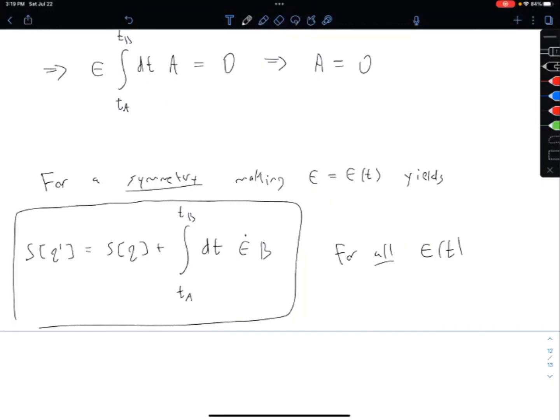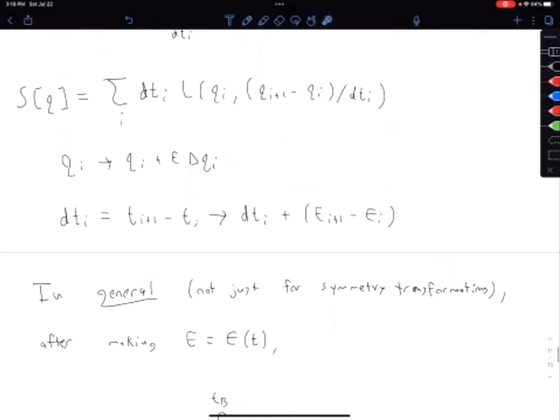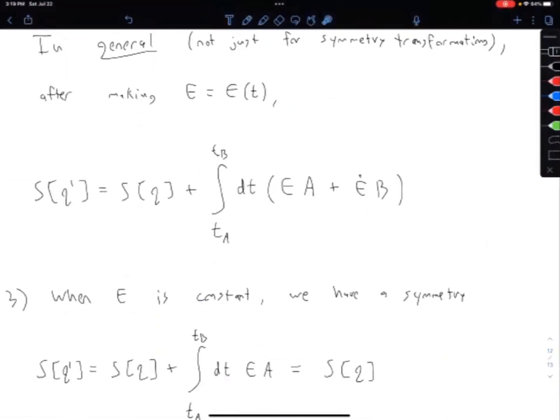Is there a general form for what A and B look like? Yes, there is, and I will derive it. It just comes from taking the trajectory, deforming it in the way that I said, and expanding this to linear order in epsilon and epsilon dot. You will obtain a general form for A and B, and I will derive that for you.